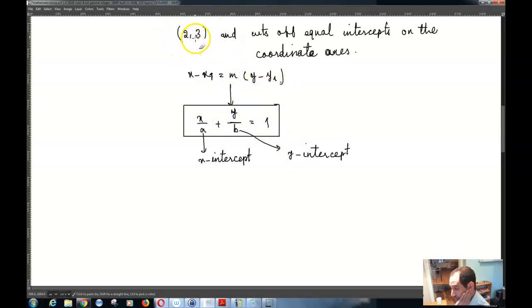Now, if you already know one point on the line, eventually you will be able to get two equations and then somehow use them in order to find out the other missing values that you have. Meaning that if the line cuts off equal intercepts on the coordinate axis, that means that these two values are the same.